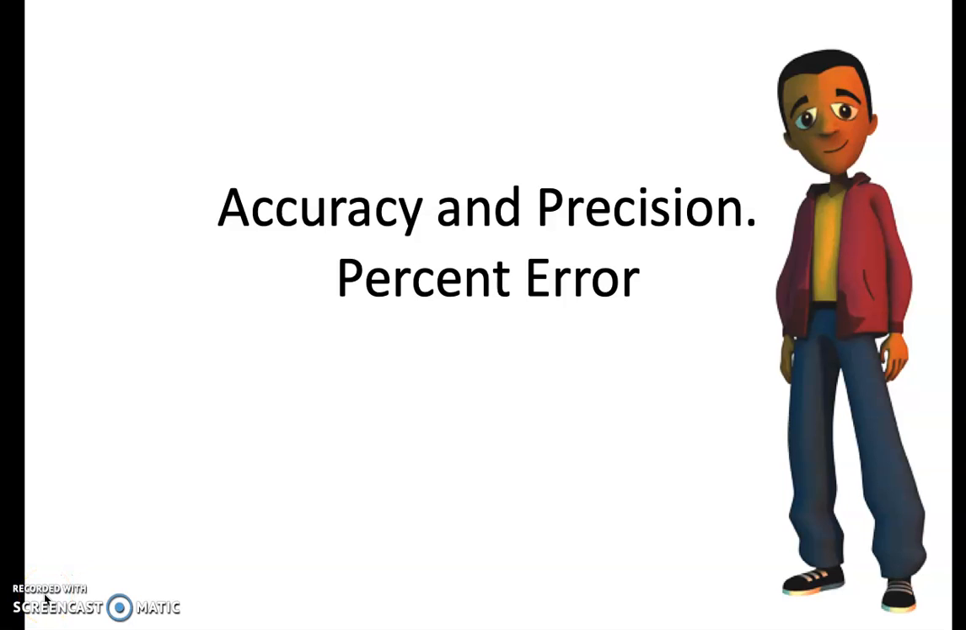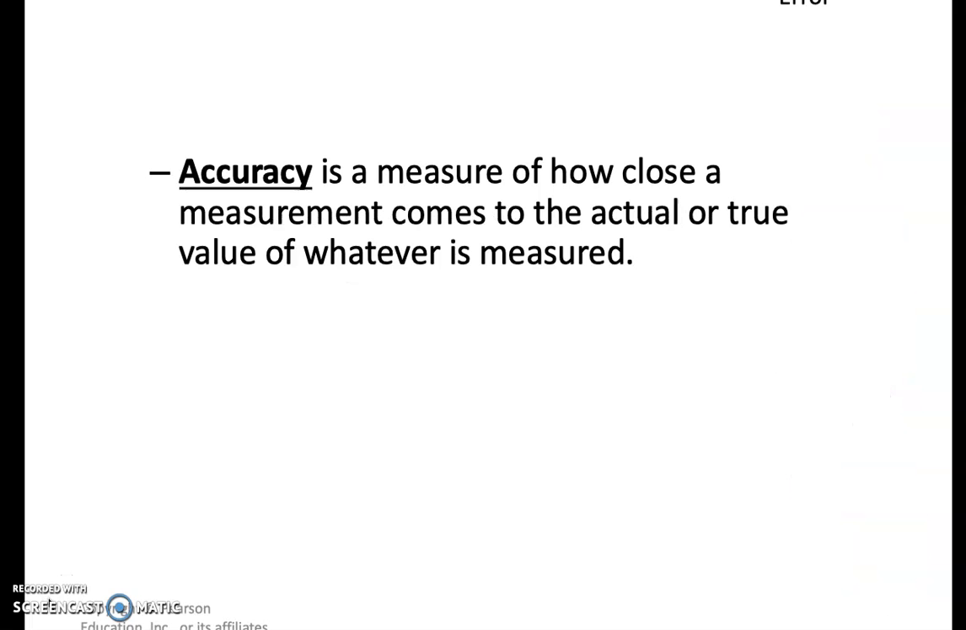Alright guys, this video is about accuracy and precision, and then how to calculate percent error. Okay, what is accuracy? Accuracy is a measure of how close a measurement comes to the actual or true value of whatever is measured. Think of a bow and arrow, shooting arrows at a target, trying to get to the center bullseye.